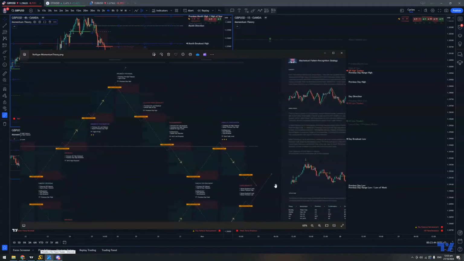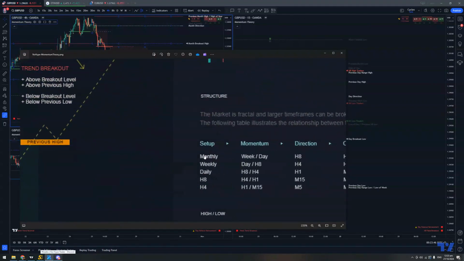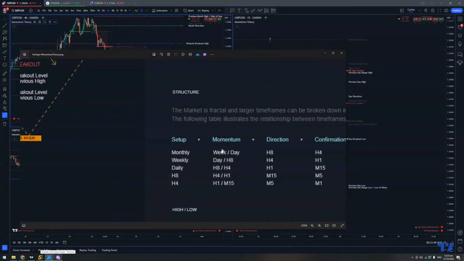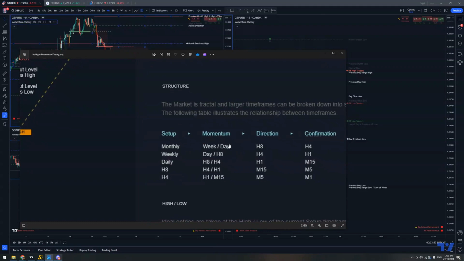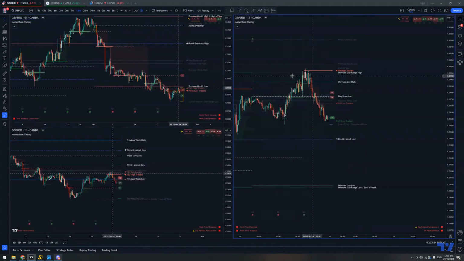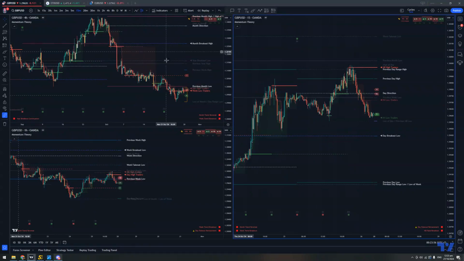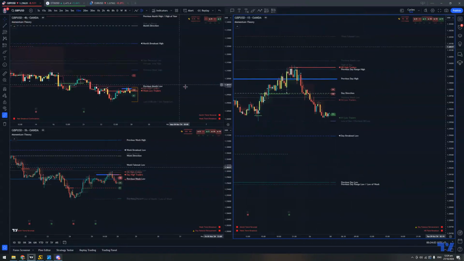On monthly setups, my momentum time frame is the weekly. That's the ideal one, but daily is also okay, I'm okay taking trades off daily as well. So in this case, it's a trend reversal, and it's pulled back up and faked out the previous day high, and so this is a valid trade for me to take.